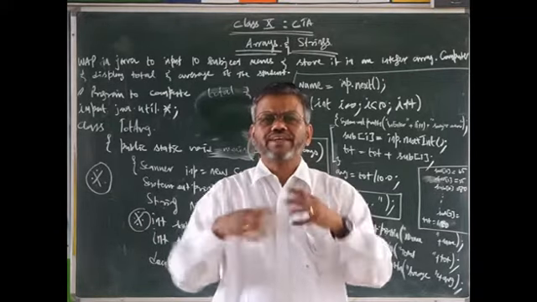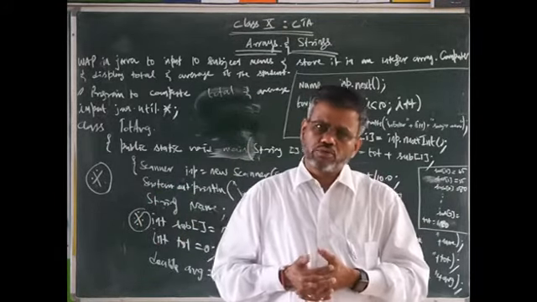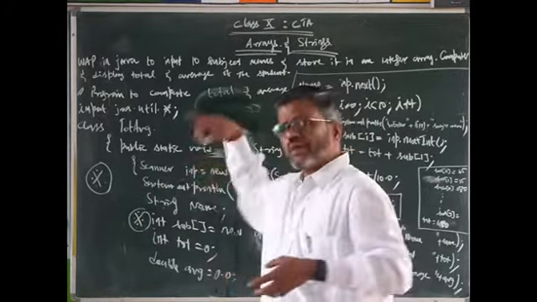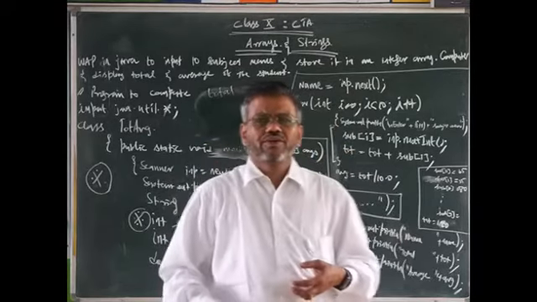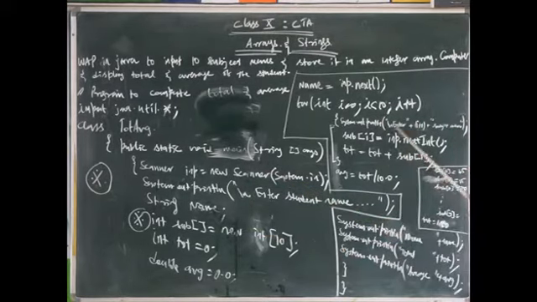All the 6 persons' heights added and divided by 6, I get the average height of your group. What is the difference between this program and the next program? Here I am declaring the array and inputting the array.